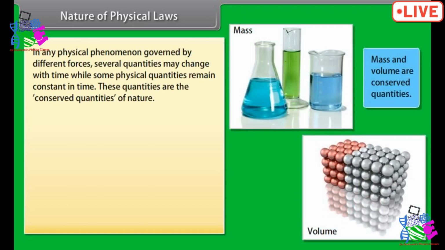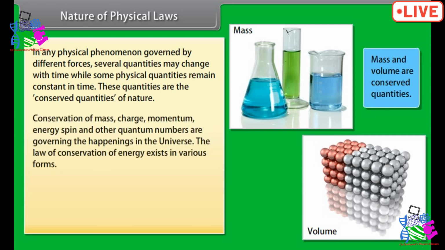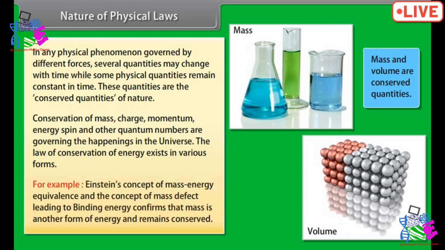Nature of physical laws. In any physical phenomenon governed by different forces, several quantities may change with time while some physical quantities remain constant in time. These are the conserved quantities of nature. Conservation of mass, charge, momentum, energy, spin, and other quantum numbers govern the happenings in the universe. The law of conservation of energy exists in various forms. For example, Einstein's concept of mass-energy equivalence and the concept of mass defect leading to binding energy confirm that mass is another form of energy and remains conserved.